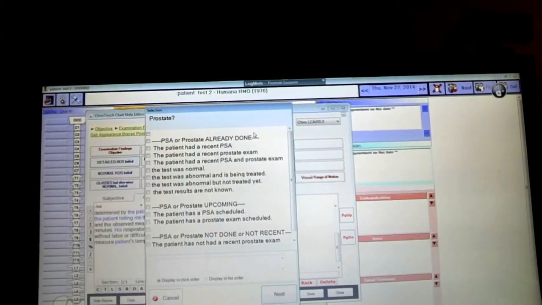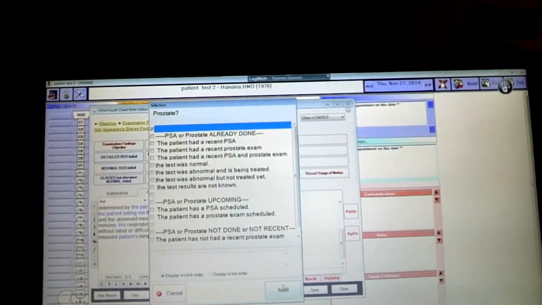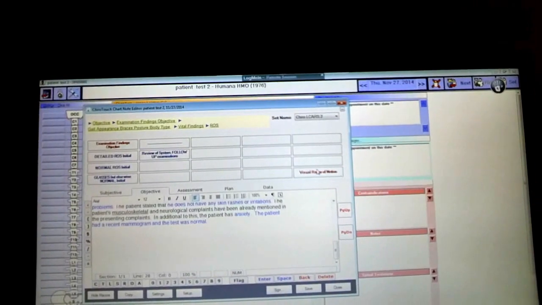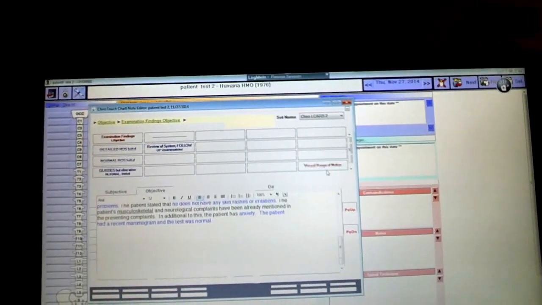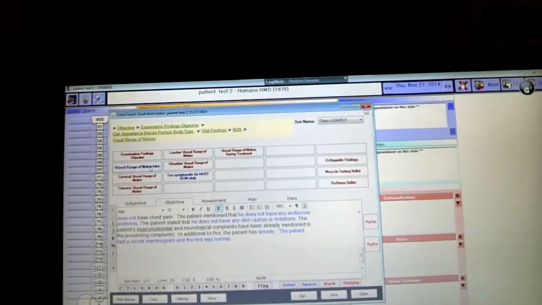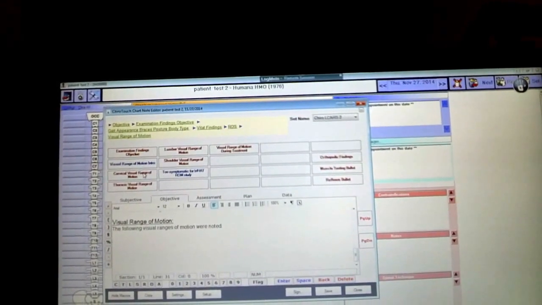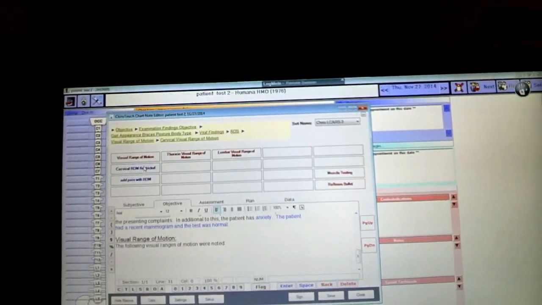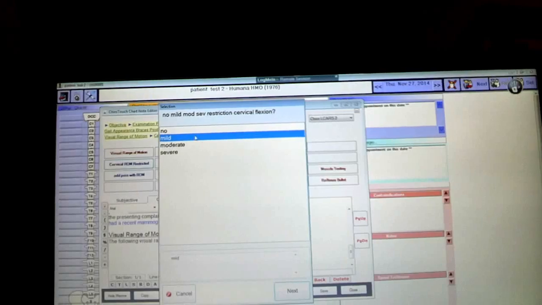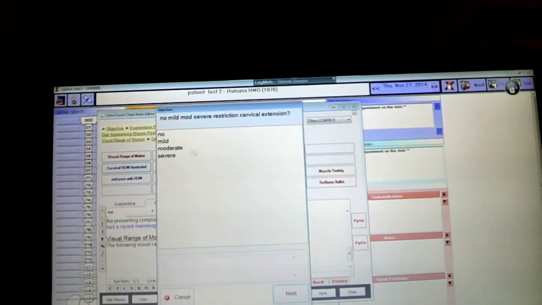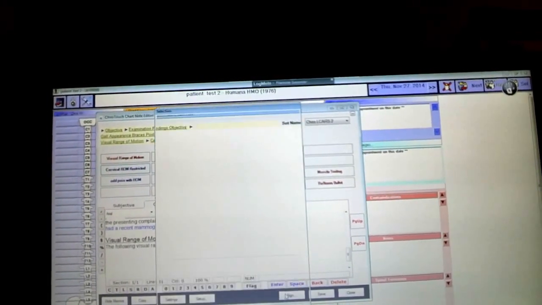From there, if it was a male, we could ask the male questions for the prostate, if it was appropriate age, and from there go directly into visual range of motion. We're going to introduce the visual range of motion, saying that we're going to ask this. We can go into the visual range of motion and start asking the questions. They have mild restriction upon flexion. They have mild restriction upon extension.